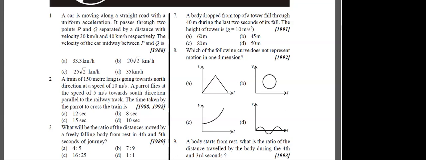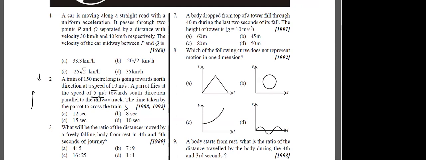Second, a train of 150 meter length is going in the north direction with a speed of 10 meter per second. A parrot flies with a speed of 5 meter per second in the south direction. The time taken by the parrot to cross the train is, so we will see the concept. This is based on a simple concept, equation of motion, average velocity. This is based on relative velocity, yes or no?